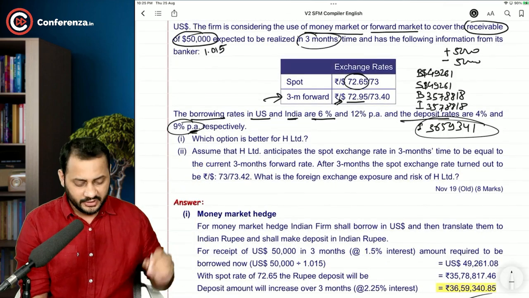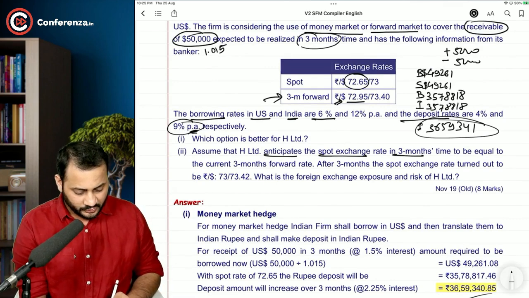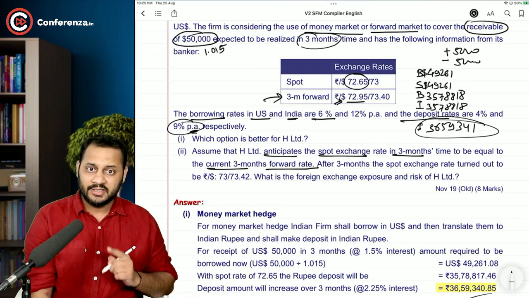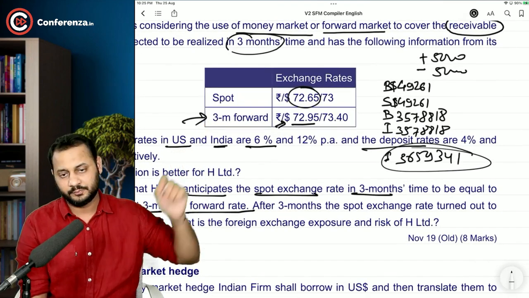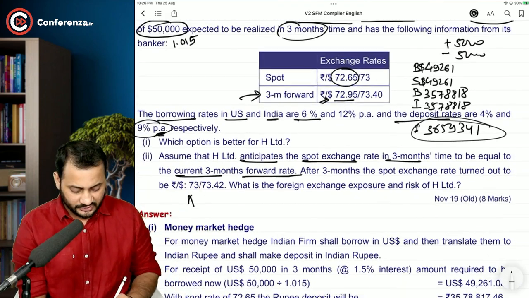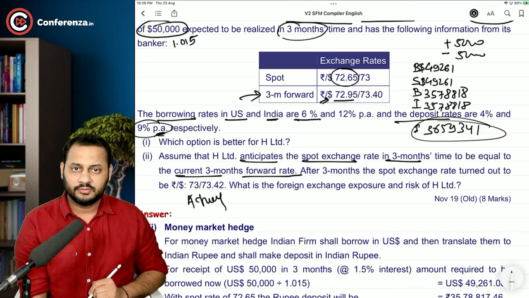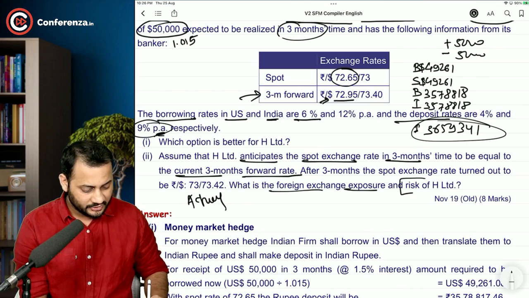Second part, let's have a look at the second part. Assume that H Limited anticipates the spot rate in 3 months time to be equal to the current 3 months forward rate. He is anticipating that this is going to be the expected spot rate. After 3 months, the spot exchange rate turned out to be this. This is the actual. What is the foreign exchange exposure and risk of H Limited?